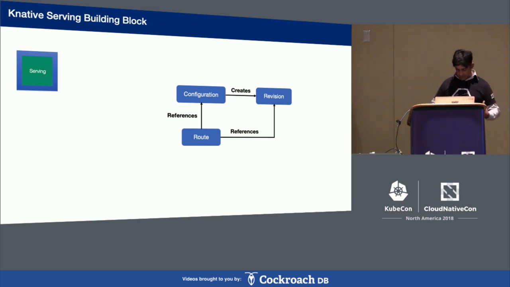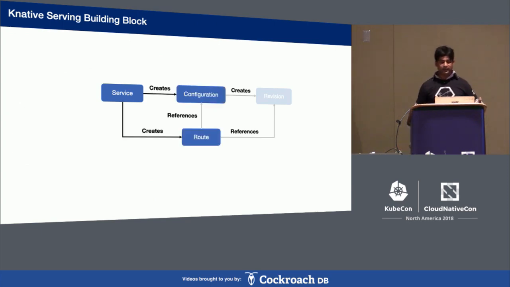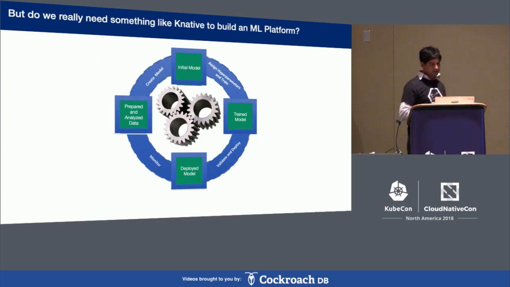And to create all these objects, there is a higher level abstraction in KNative, which is the KNative service. A service creates a configuration, creates a route, and as you create multiple configurations, you get different revisions. So essentially, KNative uses Kubernetes CRDs to define a new set of APIs around build, eventing, serving, and pipeline. Great. But do we really need something like KNative to build an ML platform, right?